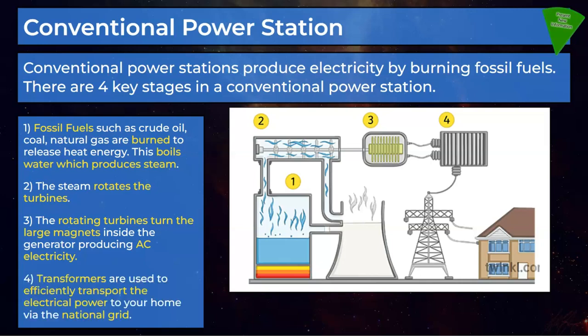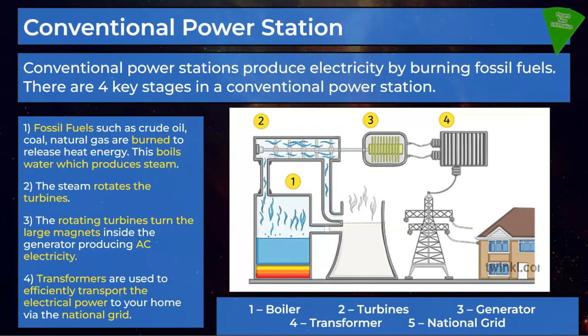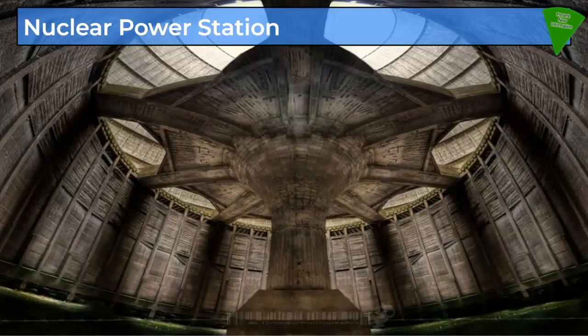That's covered in more detail in triple science specifically. And then we have the transformers, which are used to transmit electricity efficiently from the power station to your home via the national grid. So you should understand about step up and step down transformers and how they work as part of that process that comes later in the course. So the summary of the stages: you have the boiler, turbines, generator, transformer, and then the national grid. Okay, and we should be able to describe each of those.